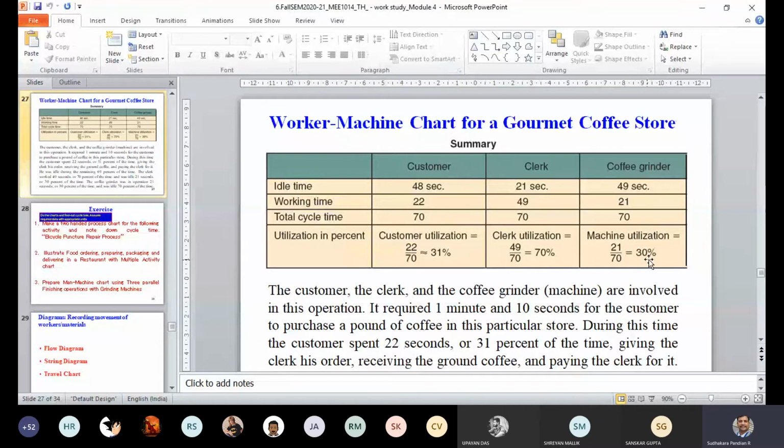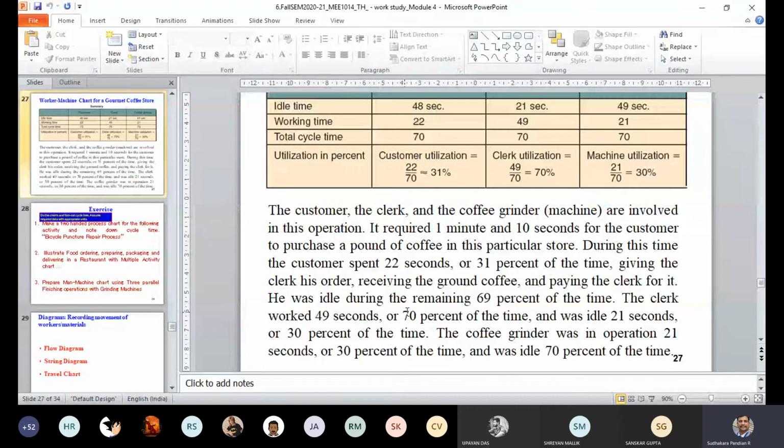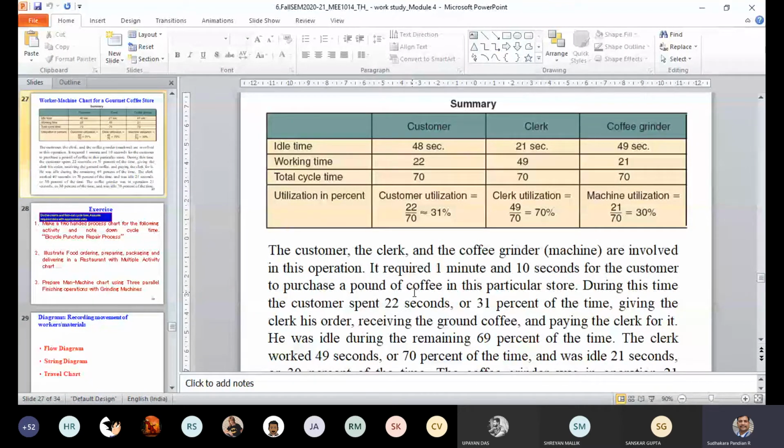Whereas the machine, 21 out of 70, only 30% is working out of this total cycle time. So when you look at the total cycle time of 70, only the clerk is working the maximum compared to the customer and the coffee grinder. So this is what you are going to write in the text. And you can infer something. Instead of waiting time, he can go to some other shops or do some activity. Here he can do some calculation activity. Whatever you want to do, you can include based on this calculation only.